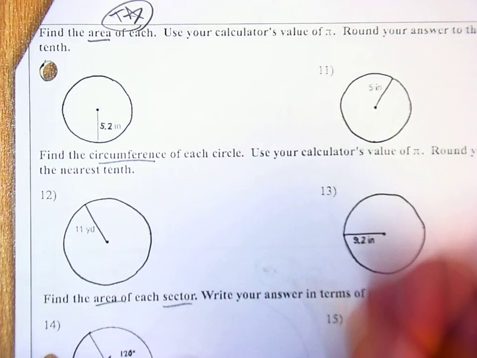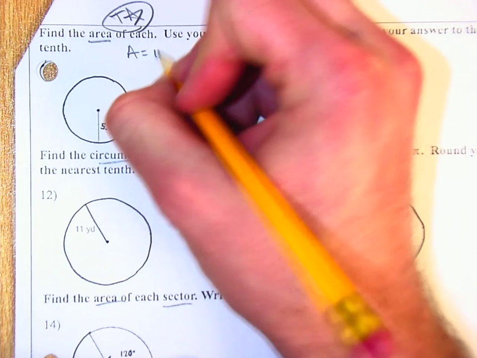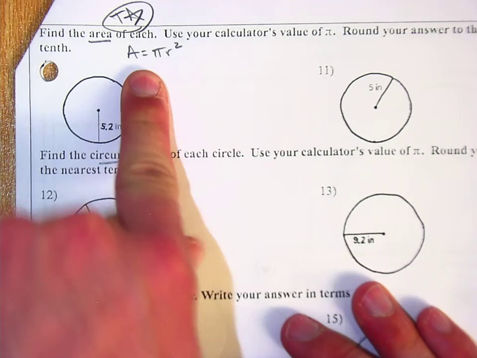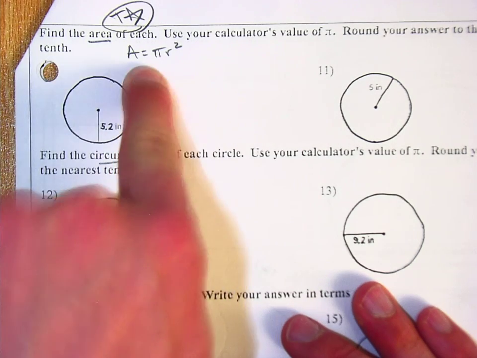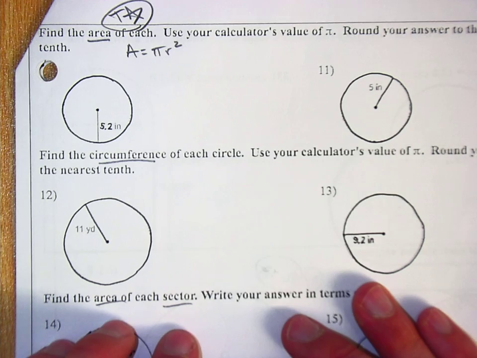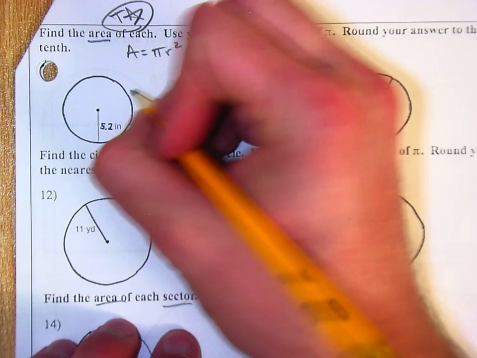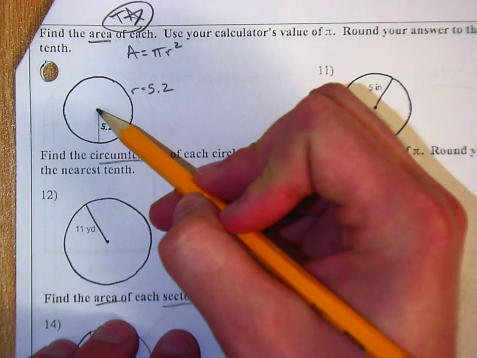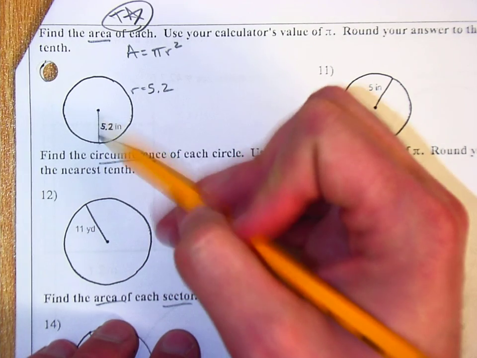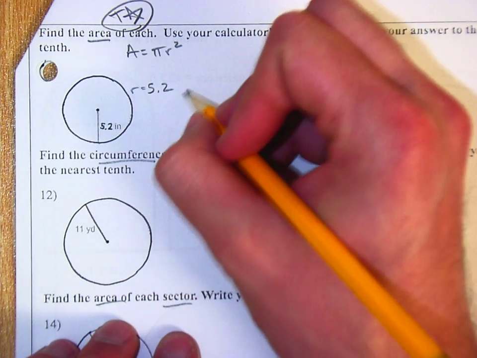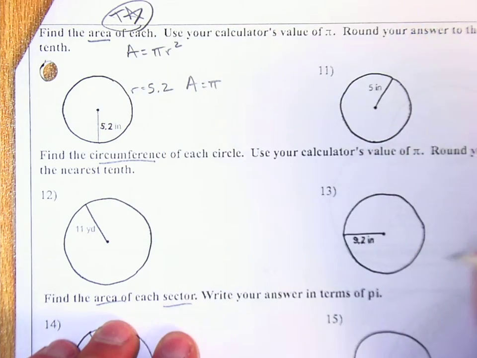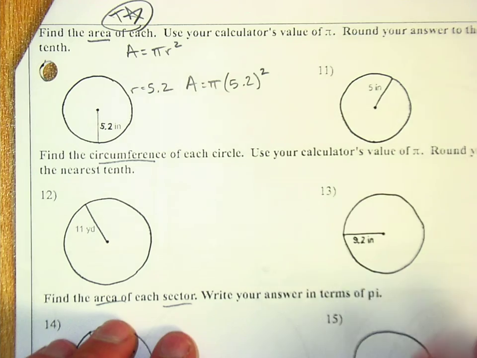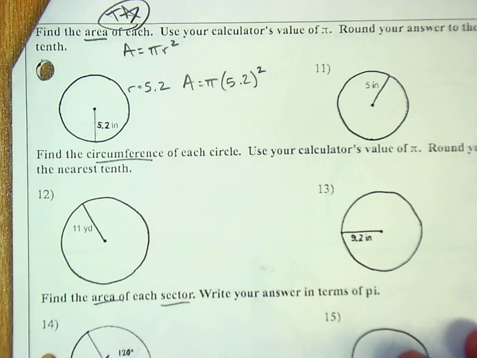So to find the area of each, I know that the area is pi r squared. And please remember, this is a formula you need to memorize. You need to memorize the area of a circle. Over here, the r is 5.2. You know that because it starts from the center and touches the circle. This is a radius here. It's 5.2. So area equals pi times 5.2 squared.